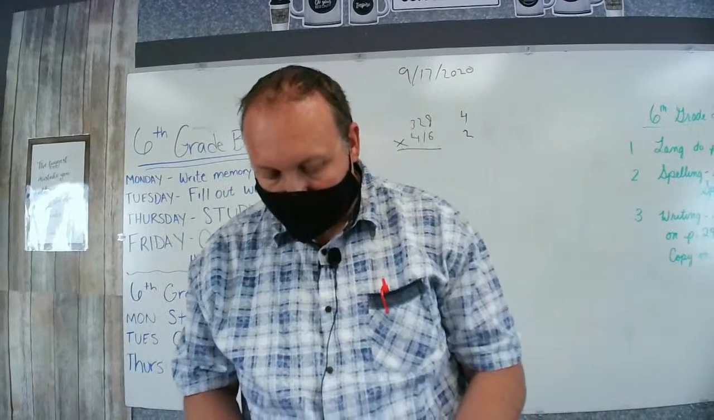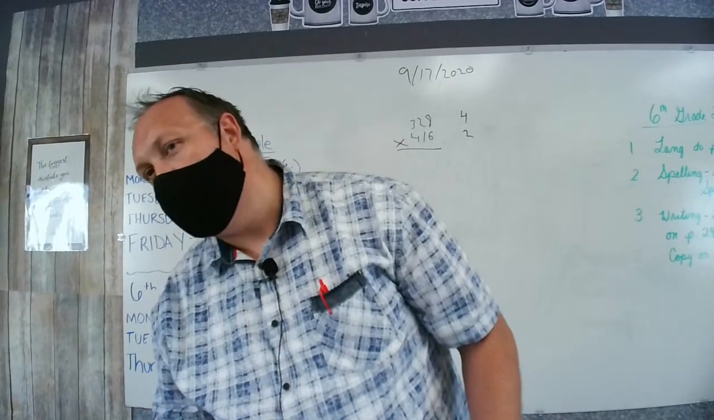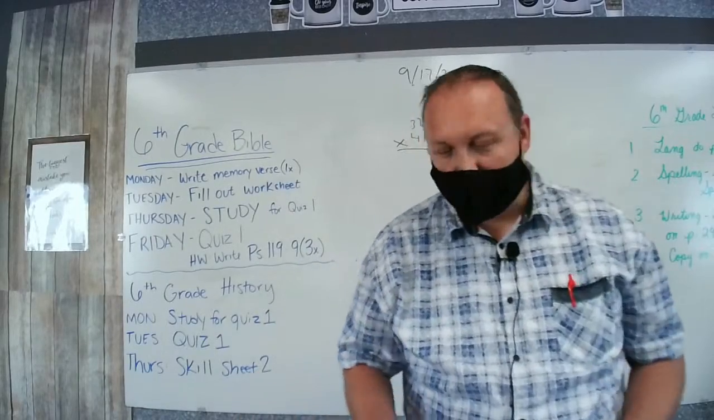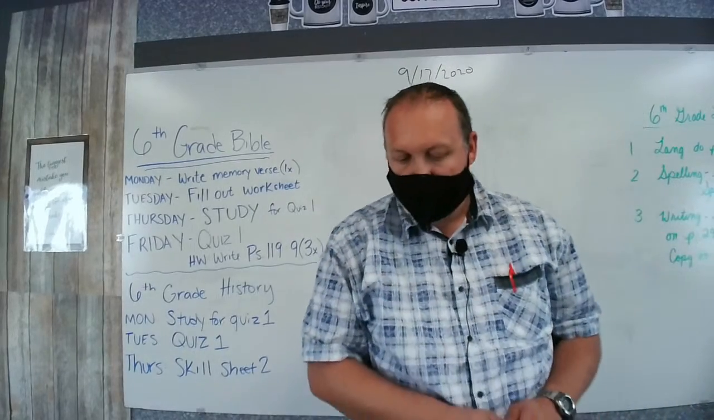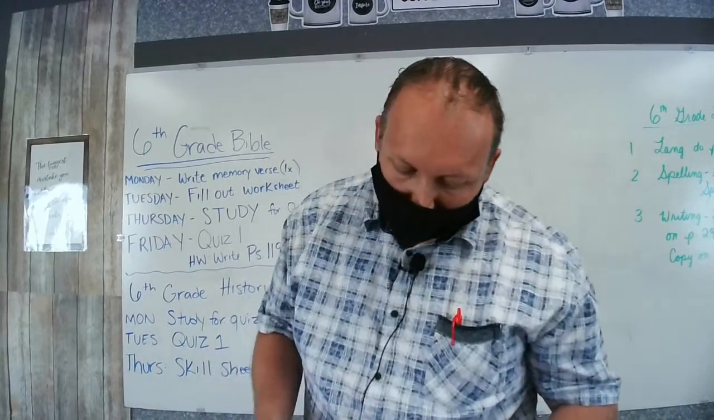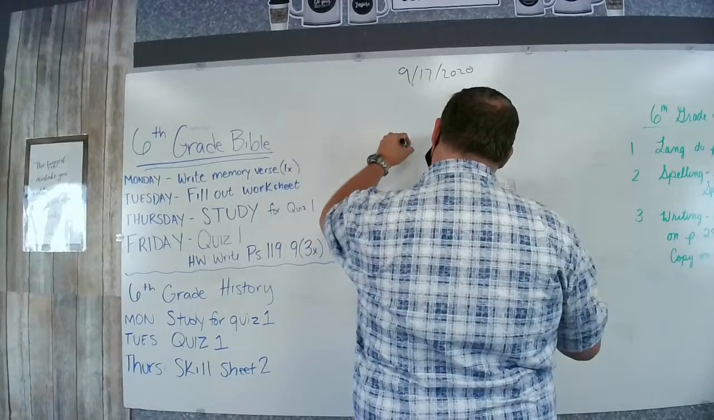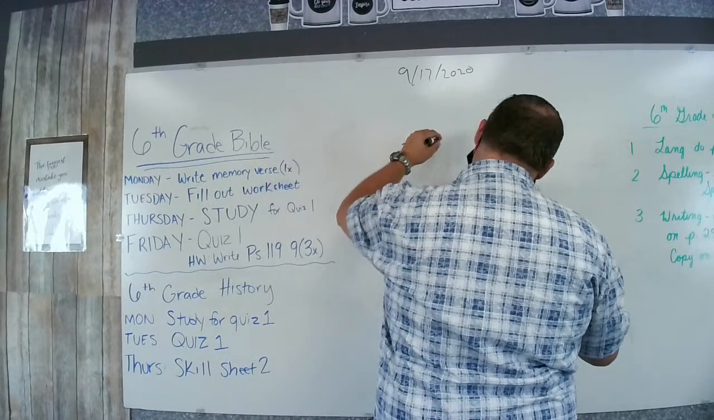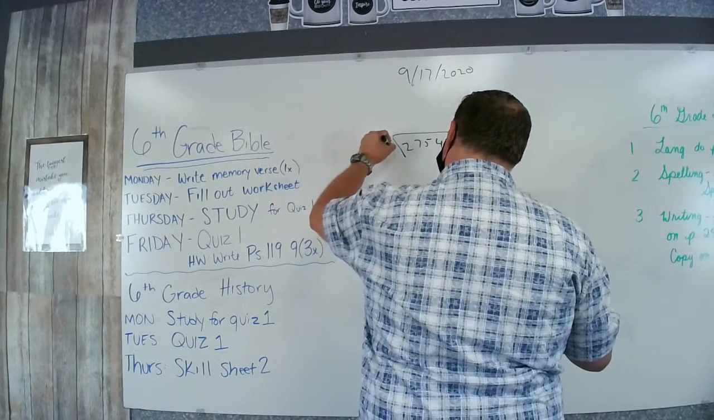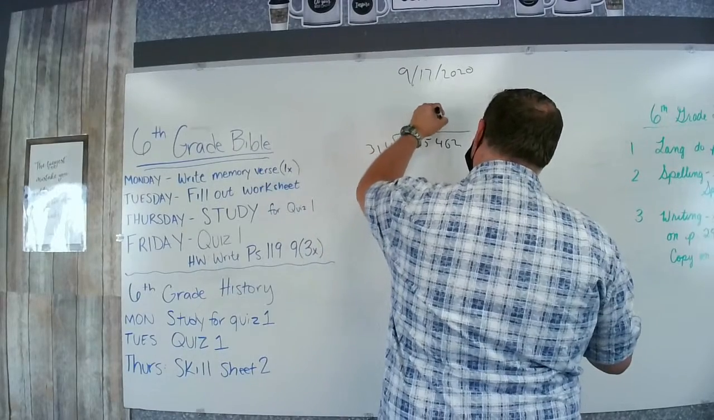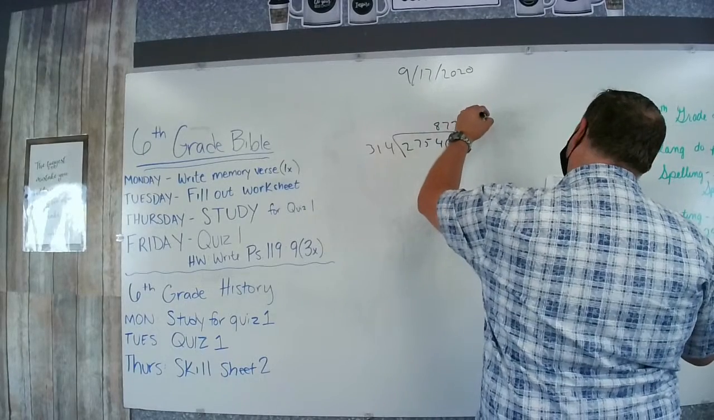Now, what time is it? Division. Okay, division. Casting out nines for division. Again, we're going to divide like normal. So we have 275,462 divided by 314. And we would get an answer of 877 with a remainder of 84.